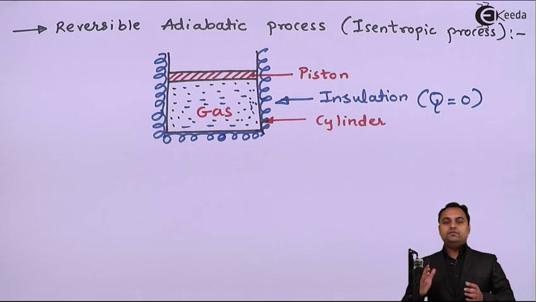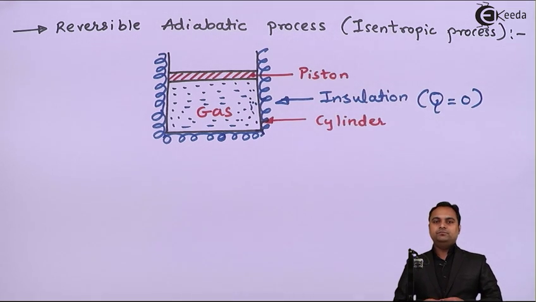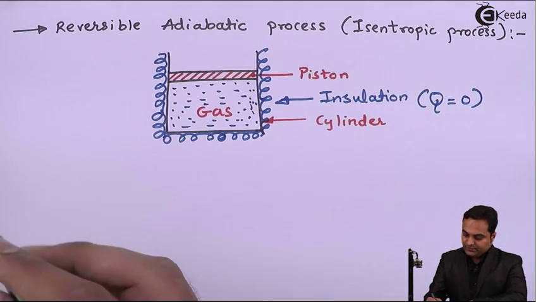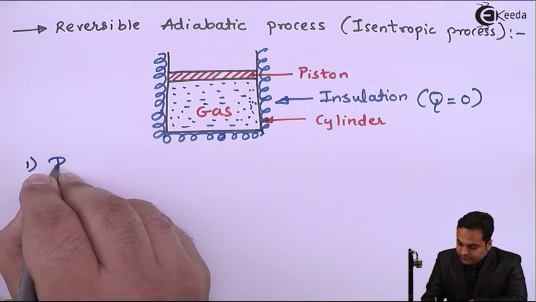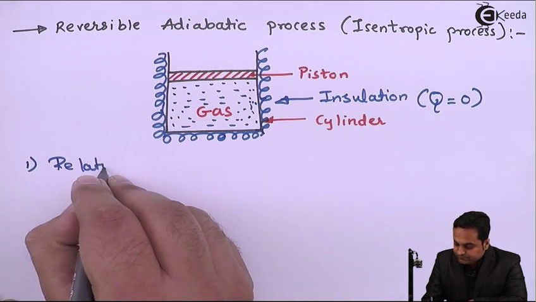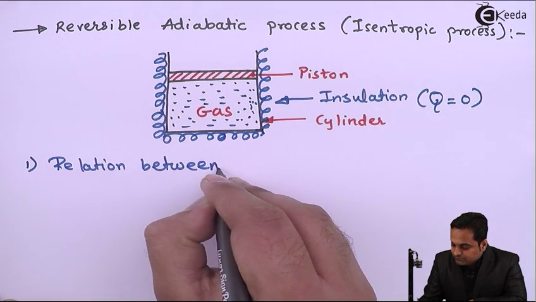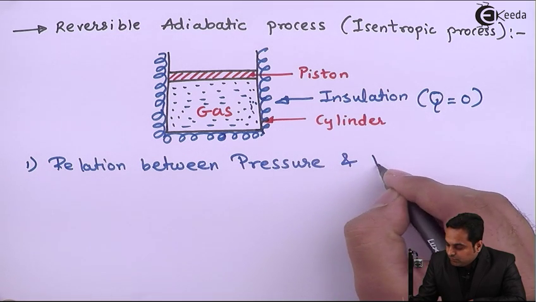At first, for the reversible adiabatic process, I am going to derive a certain relation between pressure and volume. Let us get started with this first. So the first heading is relation between pressure and volume.